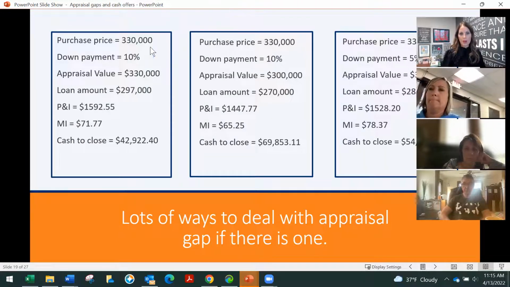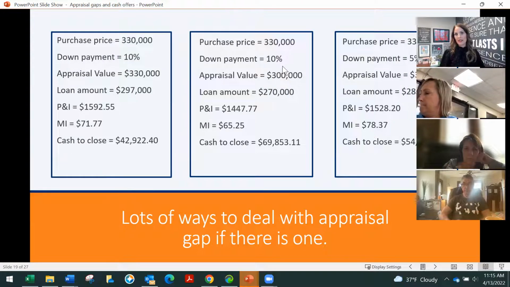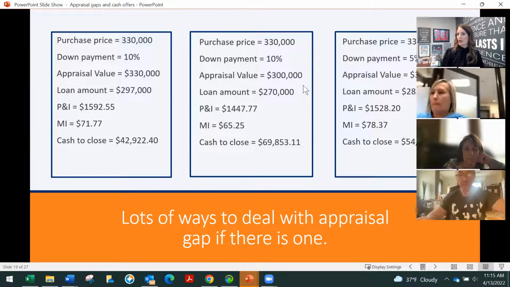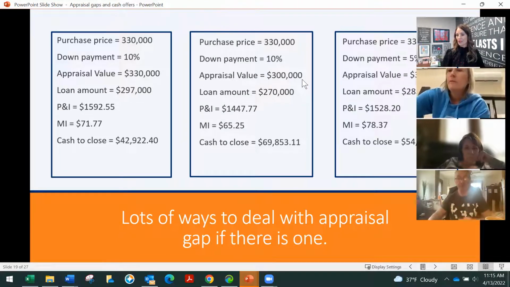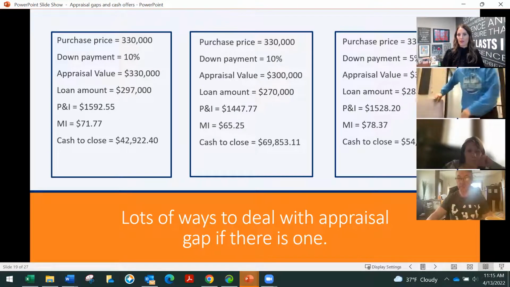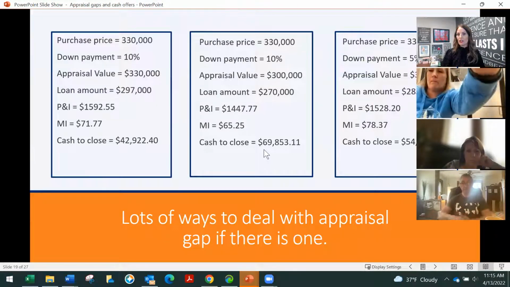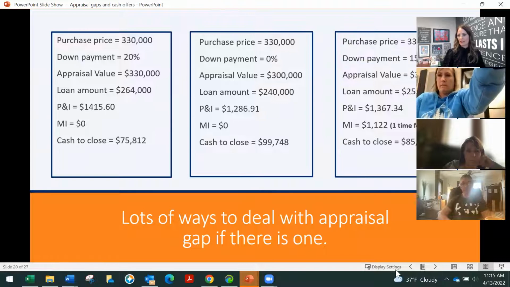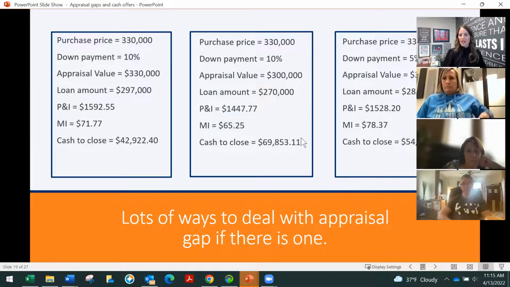So this is normal. Purchase price at 330, 10% down, appraised value of 300. So now my financing starts at 300. So if my client wants to maintain that 10% equity position, look, sorry, I moved it on you. Look how much more cash they have to bring, because they're paying dollar for dollar of that gap. And it's only because they want to keep that 10% position.